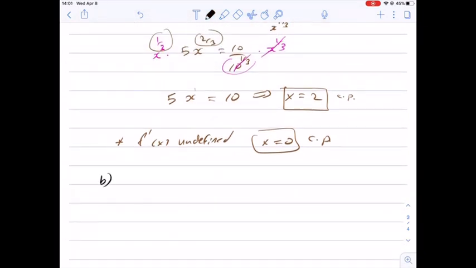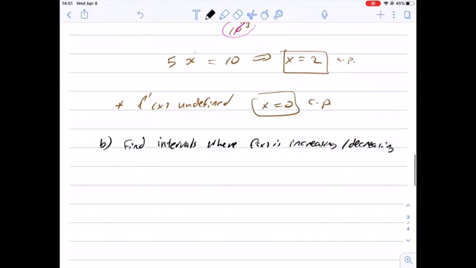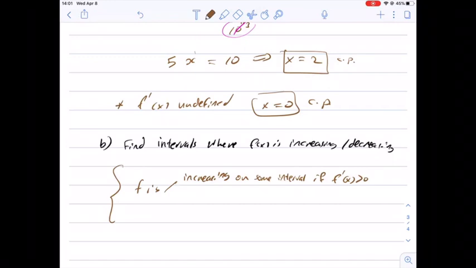Let's determine this here. Now part B, we want to find intervals where the function f of x is increasing or decreasing. Now, how to find this? Let me first define what we mean by increasing and decreasing function, or how to find these intervals. So we say that f is increasing on some interval if the derivative is greater than 0 on that interval, if the derivative is positive.